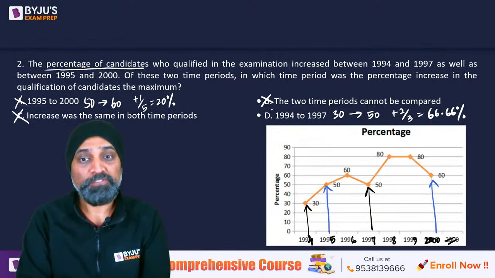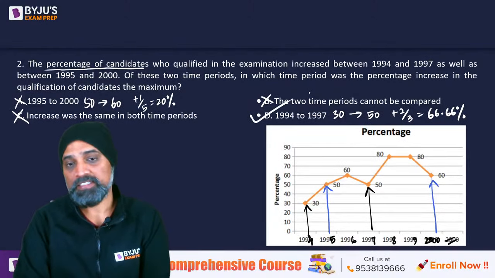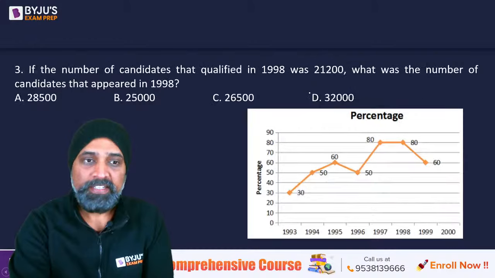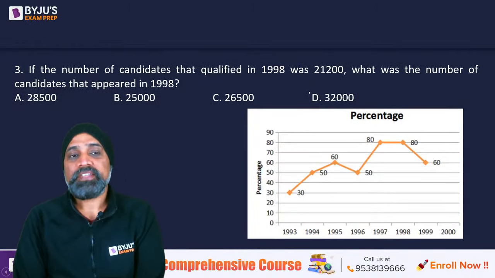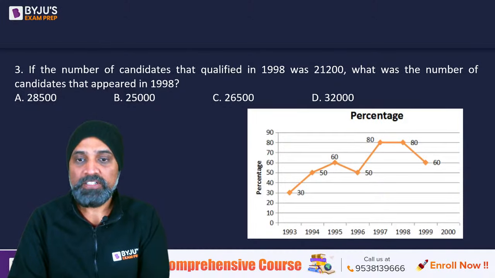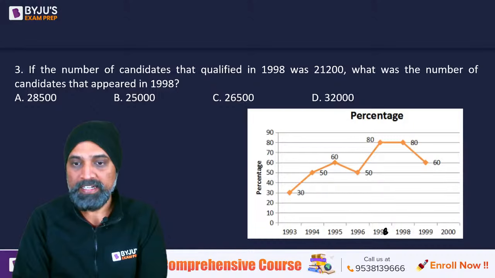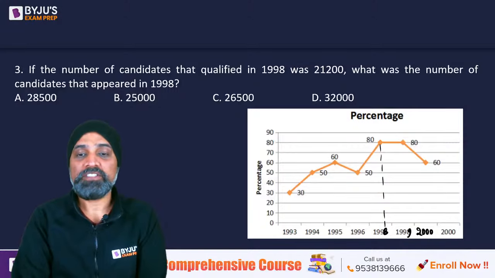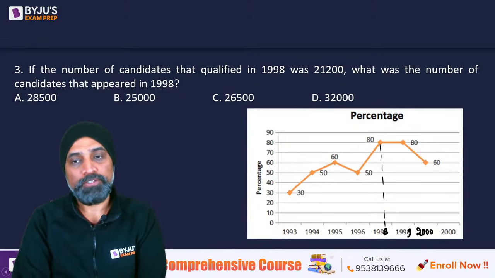So we will be able to calculate, compare, and the answer is going to be 94 to 97, right? Okay, the next one. If the number of candidates that qualified in 1998, so the number of students who qualified in the year 1998, so we'll take this as 98, this is 99, this is 2000. So this is, so 80%, this corresponds to 21,200.